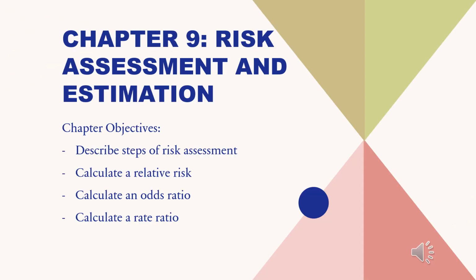So chapter 9 was the risk assessment and estimation chapter, and our objectives are listed below. So it's to describe the steps of the risk assessment, and then really it was just a lot of calculations in this chapter. I'll hopefully go through this a little quicker, just because I did list a couple calculations, but really it's easier to look some of the longer ones up in your book.